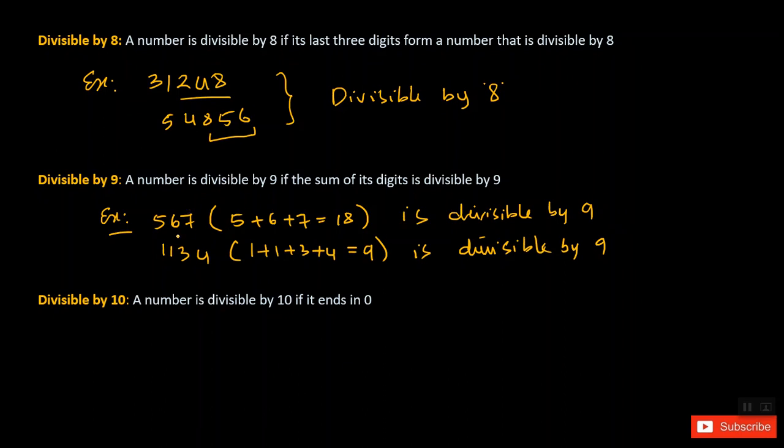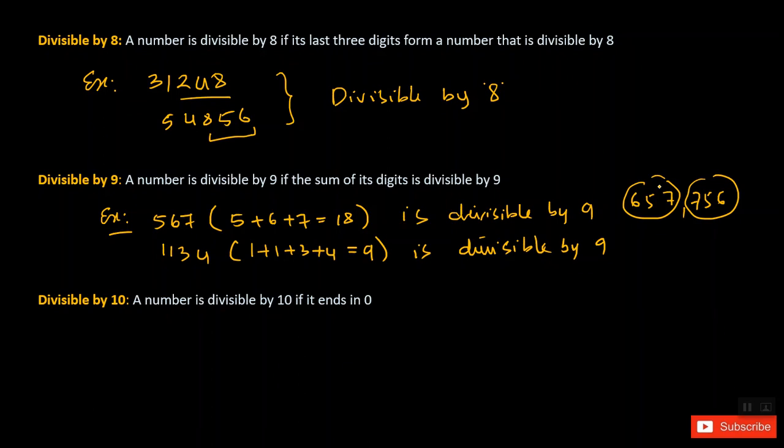It may appear as 5 6 7, or as 6 5 7, or as 7 5 6. In any order, if their sum is a multiple of 9, then 567, 657, 756, these numbers are all divisible by 9. So irrespective of the order in which the digits appear, if their sum is a multiple of 9, the entire number is divisible by 9.